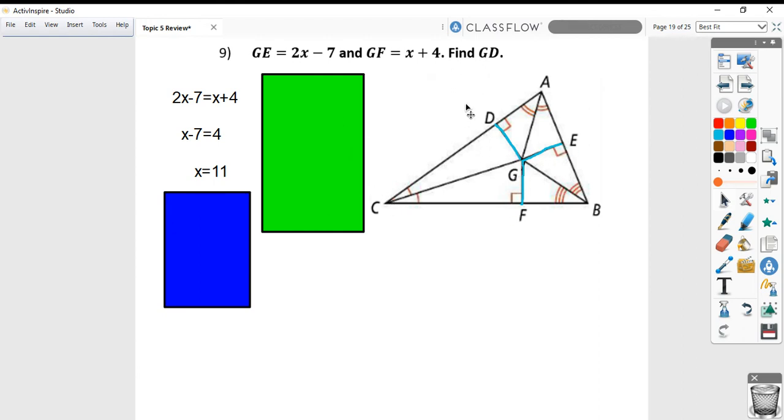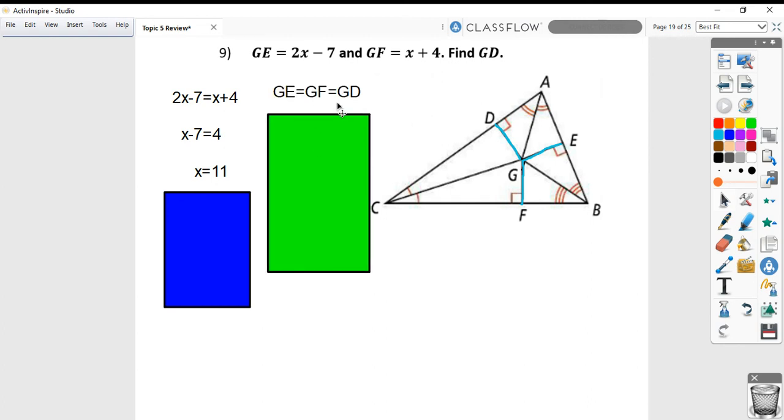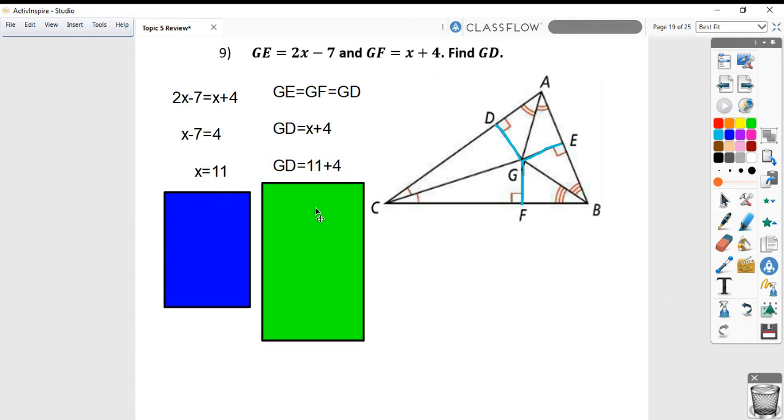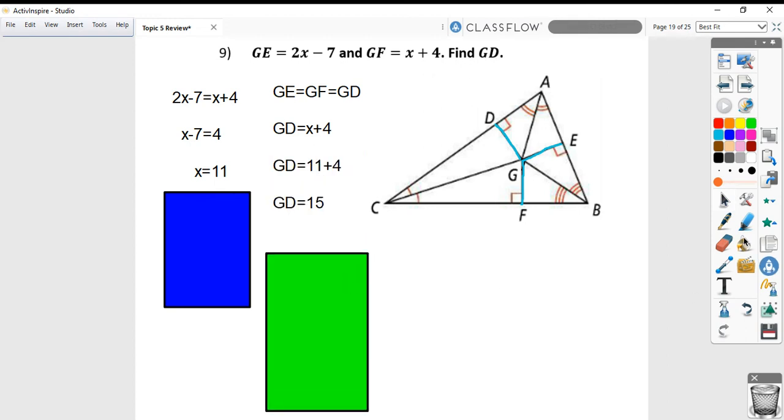So here's the thing. GE and GF and GD are all the same, right? They're all equal to each other. So that means if we can find that x plus 4, that will be equal to our answer, the one that we're looking for. X plus 4 becomes 11 plus 4, and our answer comes out to be 15.